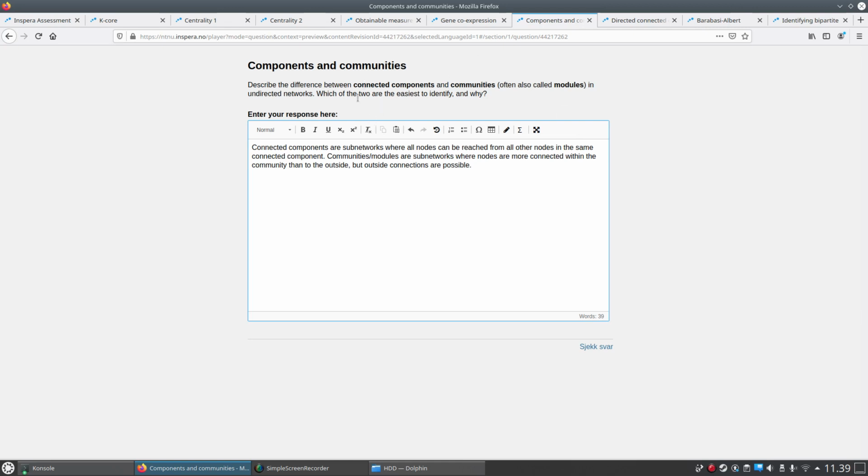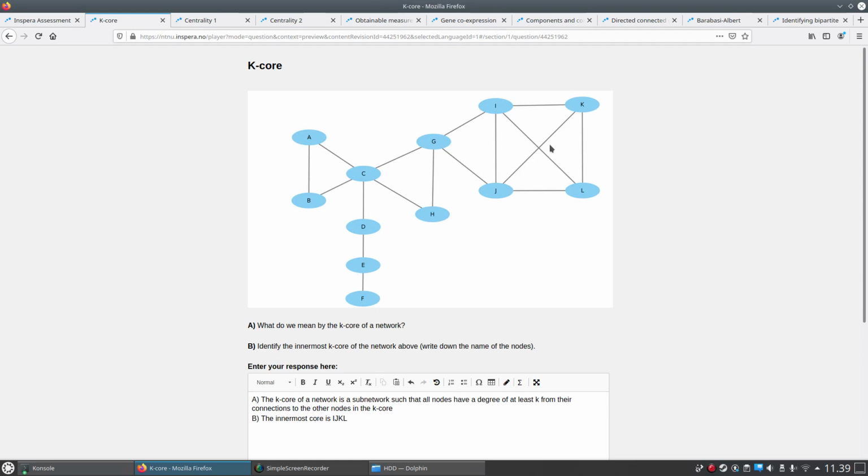So which of the two is easiest to identify? And let's say we can just say here, with no connections to nodes outside the connected component. And note that a connected component doesn't need to be particularly dense. You can have a connected component where, if we look for instance here, everything is part of the same connected component, even though node F is really quite peripheral and not densely interconnected with the rest.